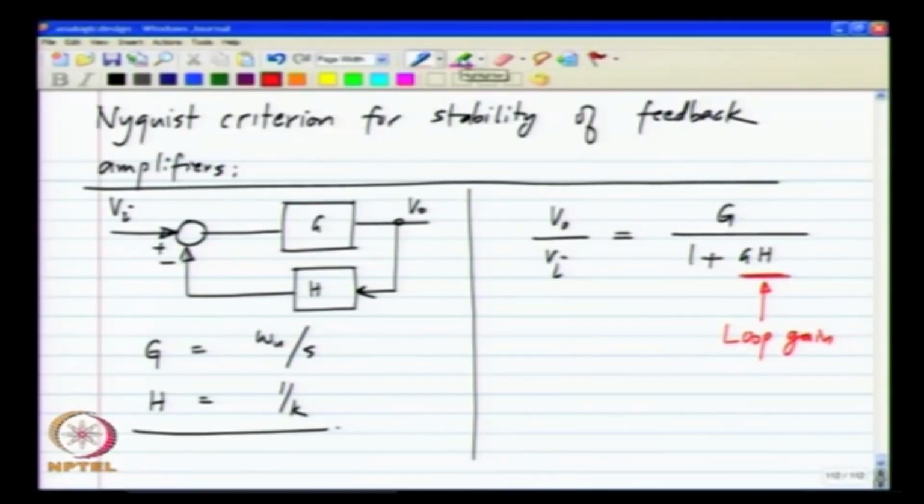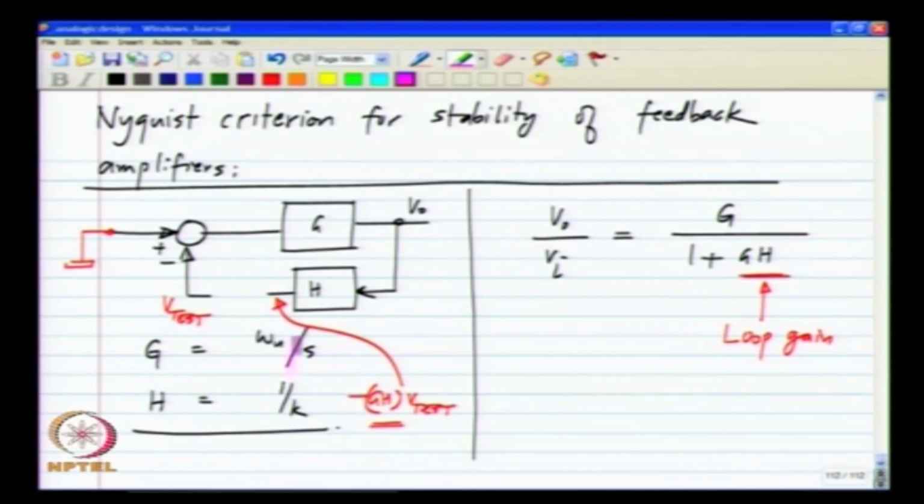For instance, in this particular case, we can break it here. We set the input to 0 for evaluation of the loop gain, because we are not interested in any particular input, but we are only interested in what comes back around the loop. So, we can apply some V test here, and what comes back here we know is minus GH times V test. So, this GH is defined to be the loop gain. The minus sign is omitted because we assume that we are making a negative feedback amplifier. So, we expect a minus sign and that is omitted, and GH is the loop gain. Okay.